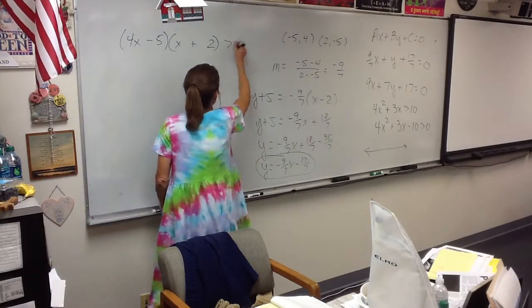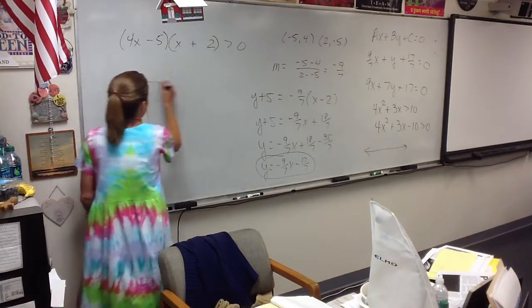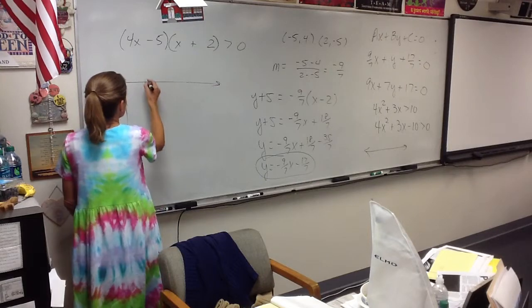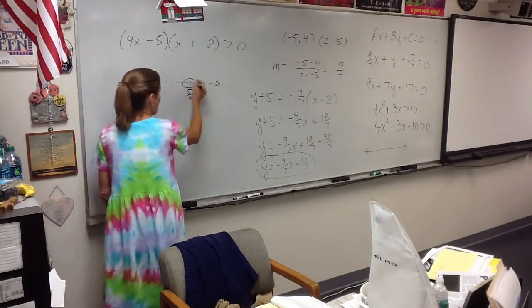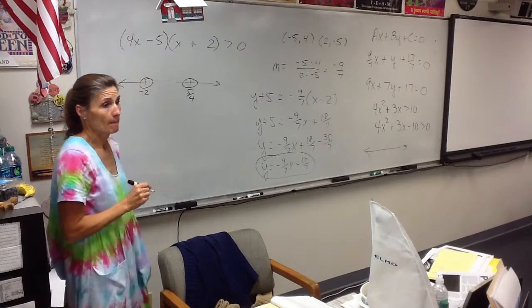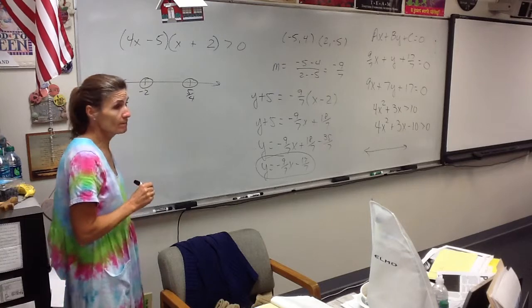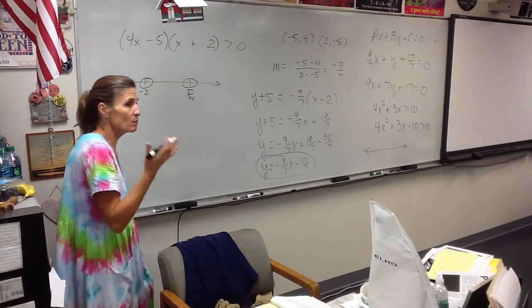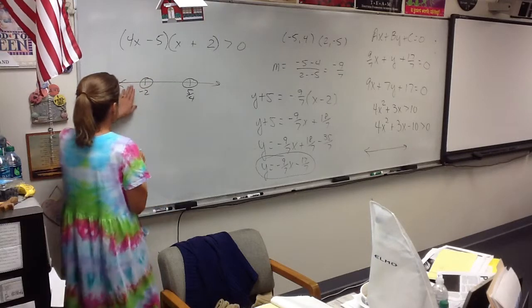So then, once I get it factored, then I can draw on my number line my 2 dots, which would be at -2 and 5/4, and they would be open. And then what do I do once I get that far? You choose a number. Any number anywhere. So what number do you want? -4. -4, which is out here.